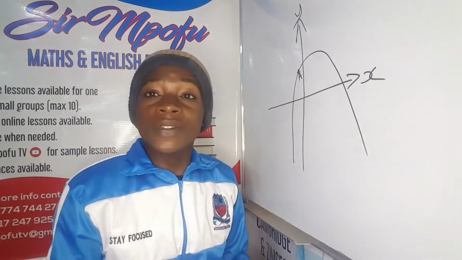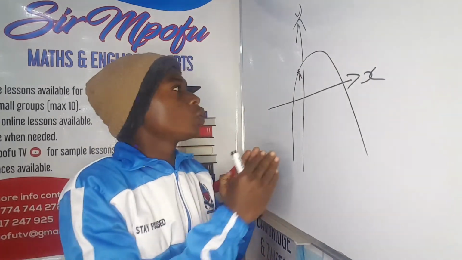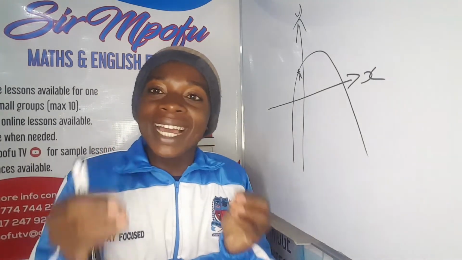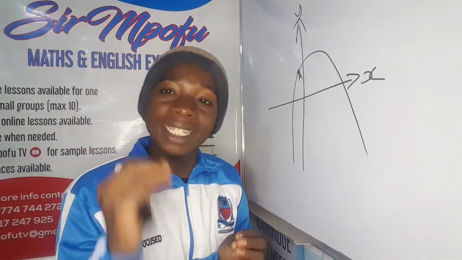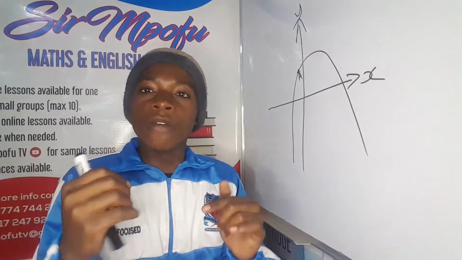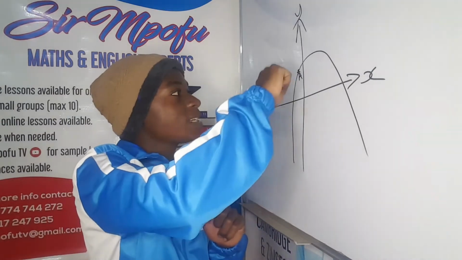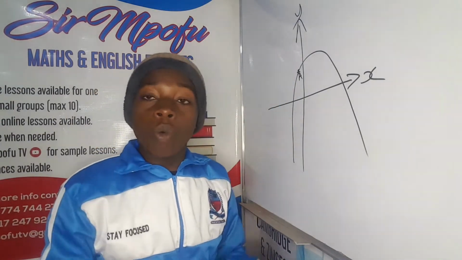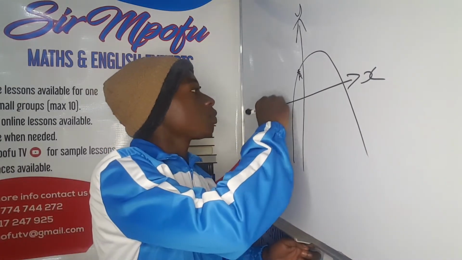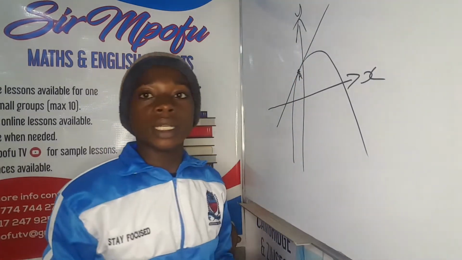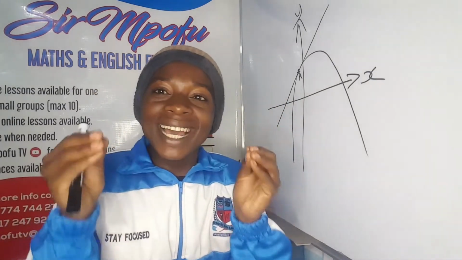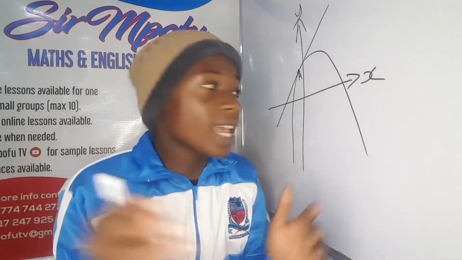How do you do that? It's very simple and straightforward. You just have to draw a tangent. Take note of this: a tangent is a line which touches a curve, but it doesn't pass through that curve. So you have to draw a tangent to point A. Let me show you. Let's draw a tangent. That's our tangent to point A. A tangent is a line that touches a curve, but doesn't pass through that curve, like this.